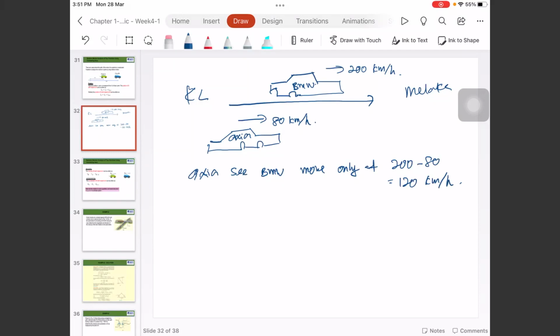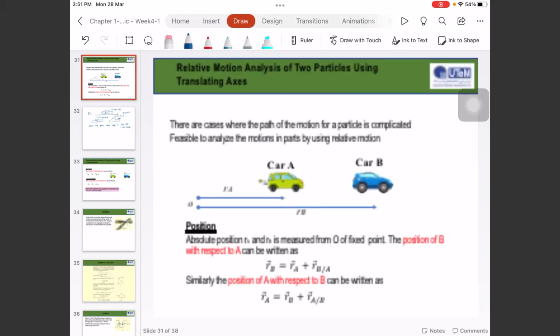Okay. So satu lagi kereta Mercedes. Dia pun bergerak sama juga, 200 km. So relative motion between BMW and Mercedes adalah seolah-olah dia bergerak sama-sama, seolah-olah dia adalah zero velocity. So itu adalah konsep relative motion lah.